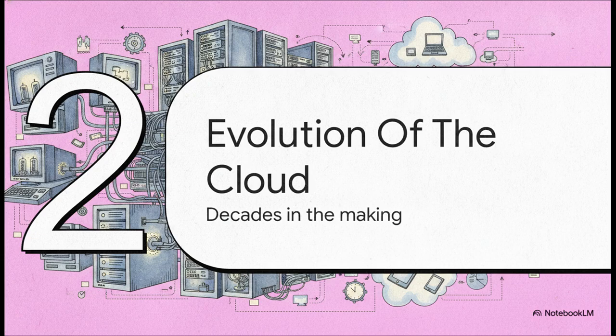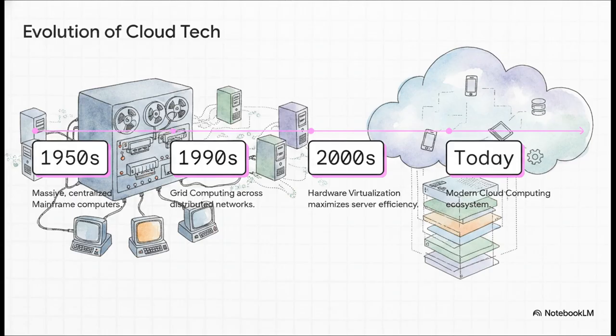Moving on to Section 2, the evolution of the cloud, which was actually decades in the making. You see, the modern cloud didn't just pop up out of nowhere. It's the culmination of decades of massive technological leaps. Back in the 1950s, we had these huge, centralized mainframe computers where multiple users would connect via really basic terminals. Fast forward to the 1990s, and we see the rise of grid computing, where distributed computers across different networks started working together on big problems. But the real game changer hit in the 2000s with hardware virtualization. That technology let us maximize server efficiency in ways we'd never seen before, and that directly birthed the modern cloud computing ecosystem that we all rely on today.